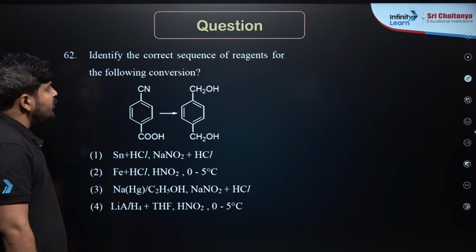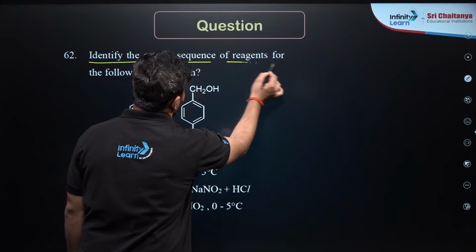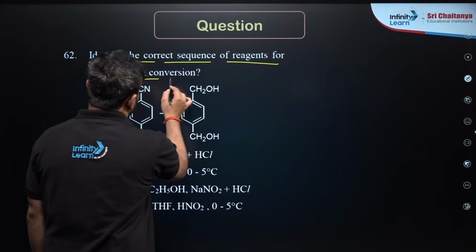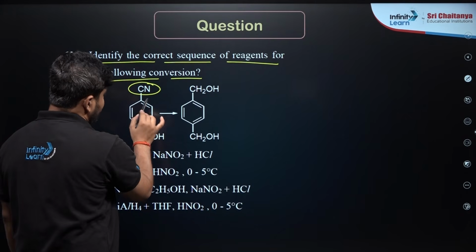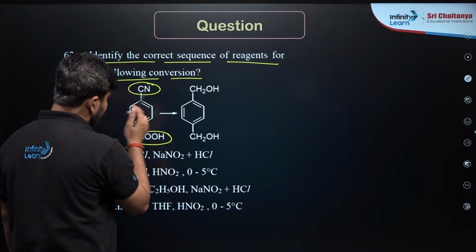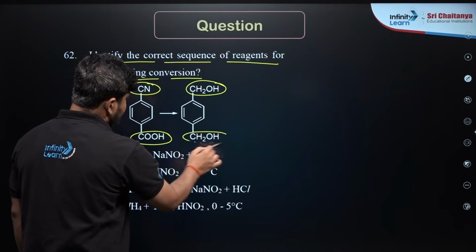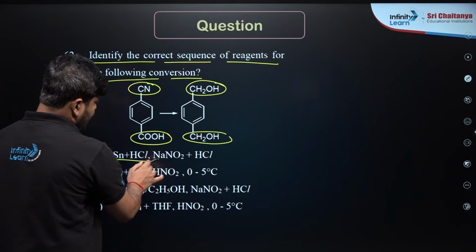Now I am coming to the next question. Identify the correct sequence of reagents for the following conversion. Here one conversion is given. We are going to convert the cyanide group and the COOH, both into CH2OH. The first option is Sn plus HCl, NaNO2 plus HCl.